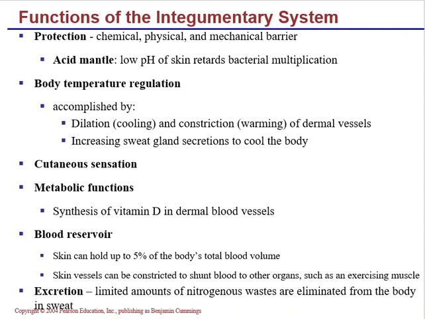But the skin vessels can also be constricted to shunt blood to other organs, such as exercising muscle, specifically skeletal muscle. And even though not a lot of excretion occurs with the skin, there are a limited amount of nitrogenous waste that are eliminated from the body in sweat. So there's many different functions for the integumentary system. So take into account when you're thinking of what all can the integumentary system do, take into account all of the modifications like hair and nails and glands. So that is what is providing a lot of breadth to the functions for the integumentary system.